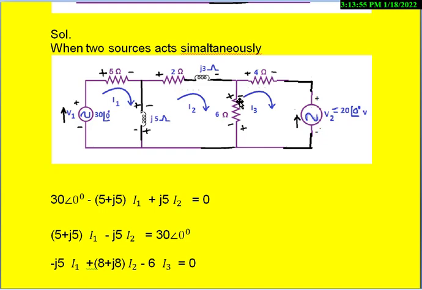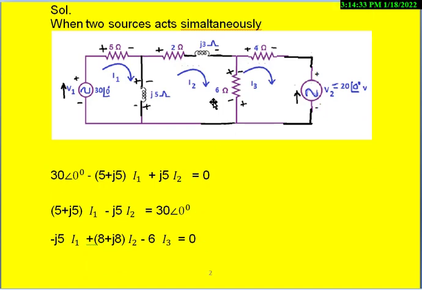I3 that flows through this, and there is a voltage drop in this due to the I3, but that I3 direction is opposite to the I2 direction, so here also the voltage drop will have the opposite sign. So we get minus 6 I3 is equal to 0. This is the second loop equation.